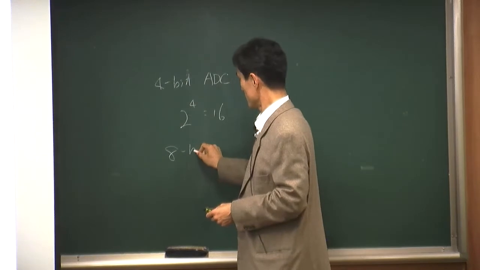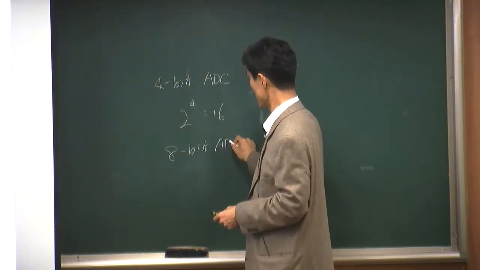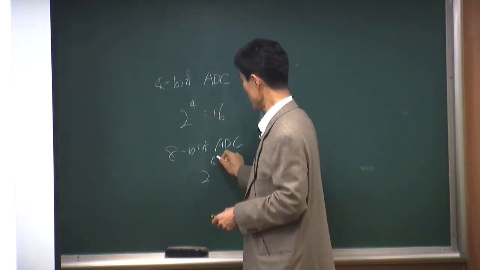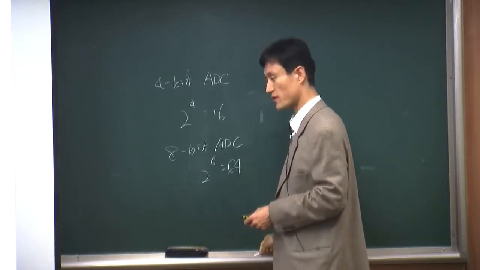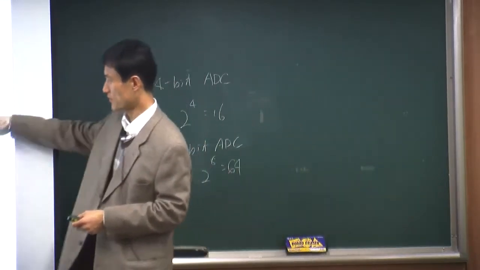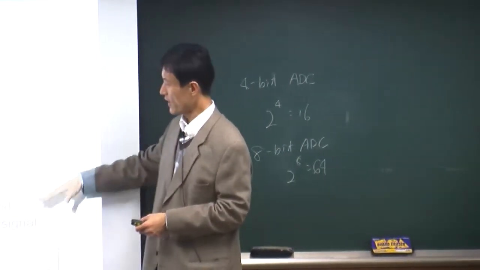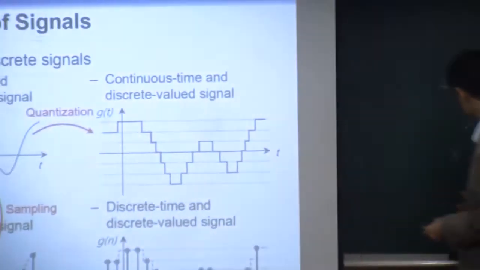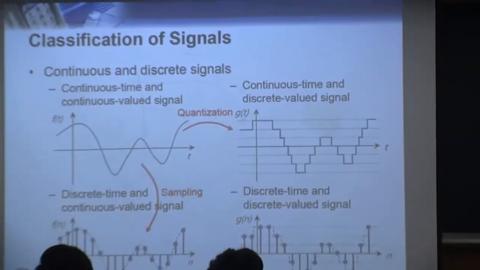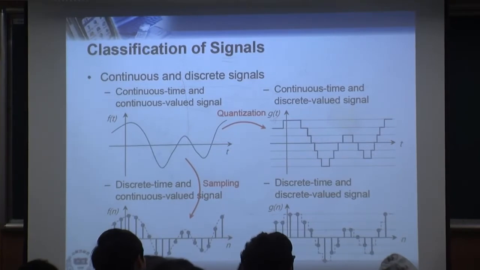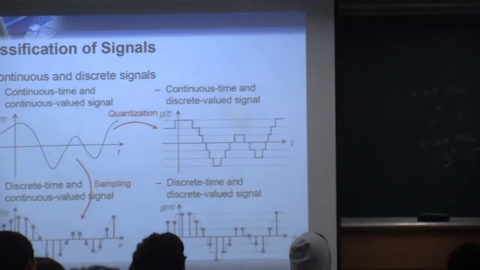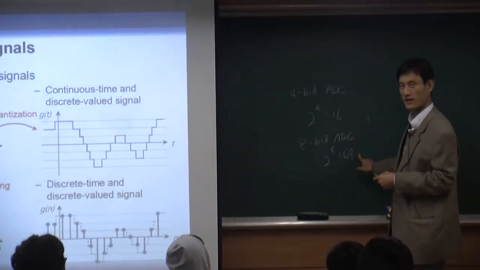What about an 8-bit ADC? This one has 64 different levels. So if you have more levels, like 64, which one is better? This one is much better. Why?